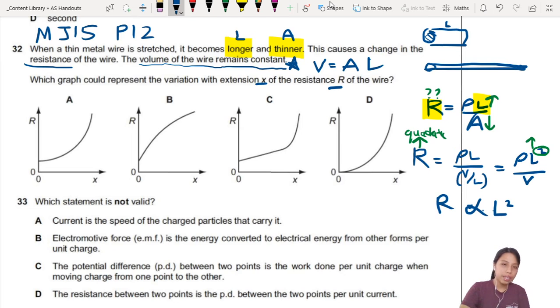Now let's look at all the other stuff. So L squared quadratic graph means not this shape and not this shape. So we're stuck with A and D, but how do you know which one to choose? The difference is the intercept.